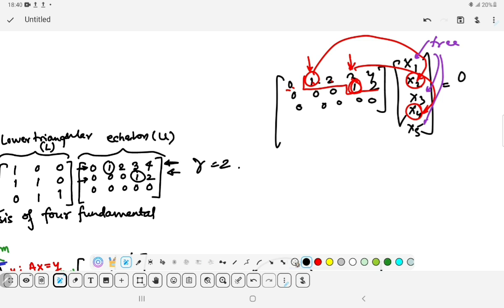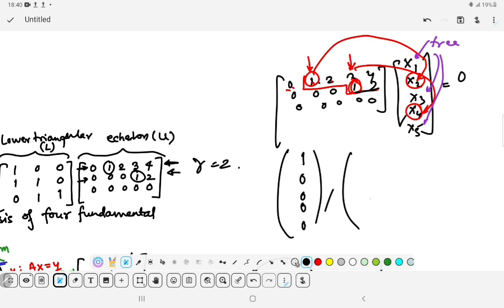Now what we have to do is systematically put one free variable as 1 and the other free variables as 0 at a time. Say I am putting x1 as 1 and x3 and x5 as 0. Now I need to find the values of the pivot variables. Consider this equation: x4 plus 2x5 is 0. Since x5 is 0, x4 also has to be 0. And in this equation, these three are 0, so this one also has to be 0. So this is one vector, by putting x1 as 1.